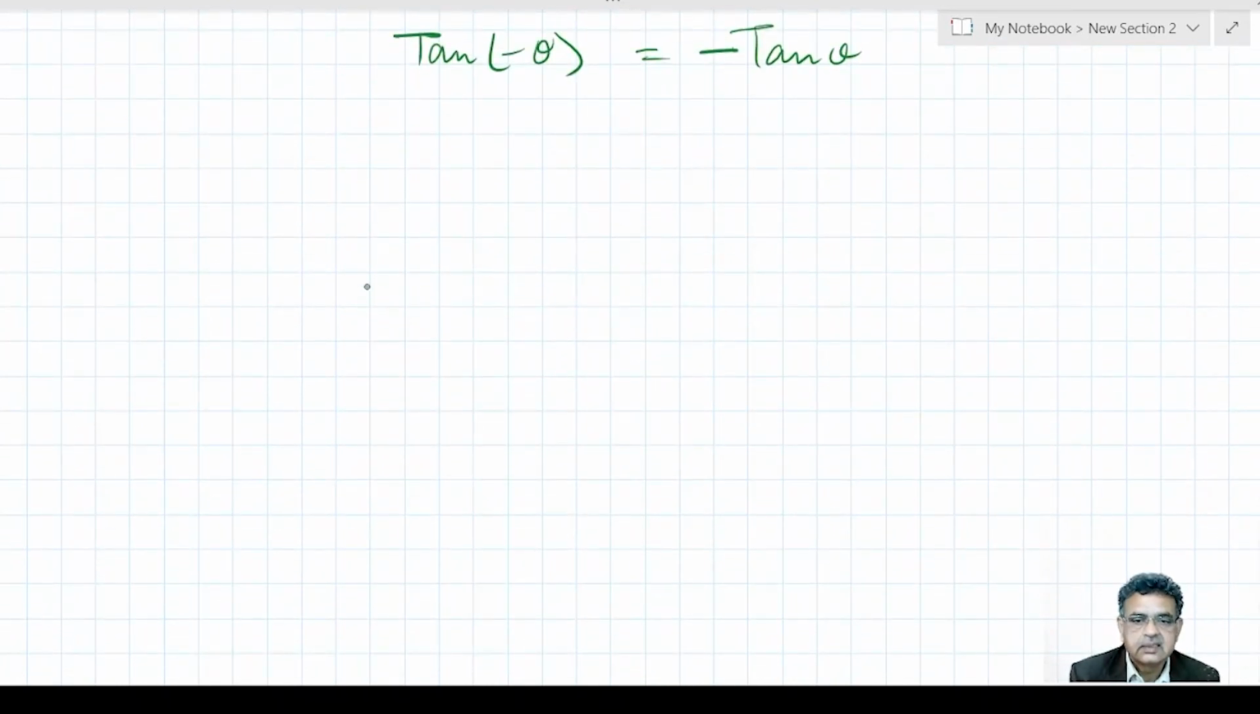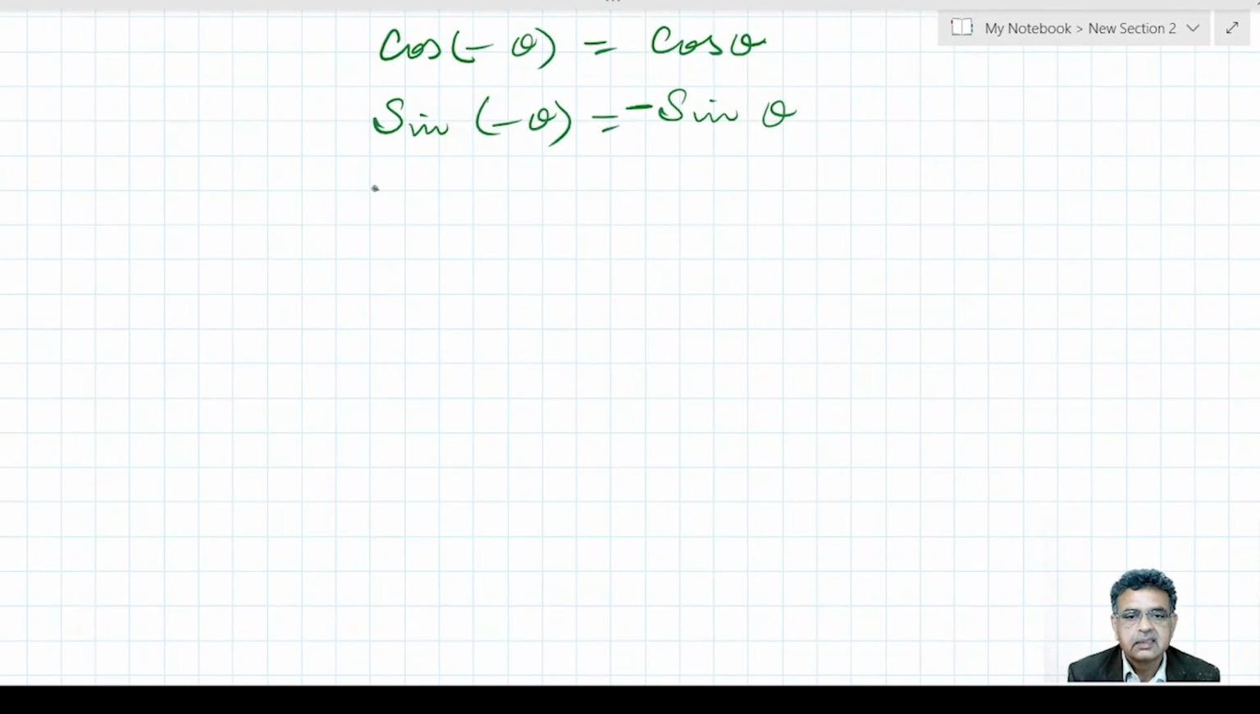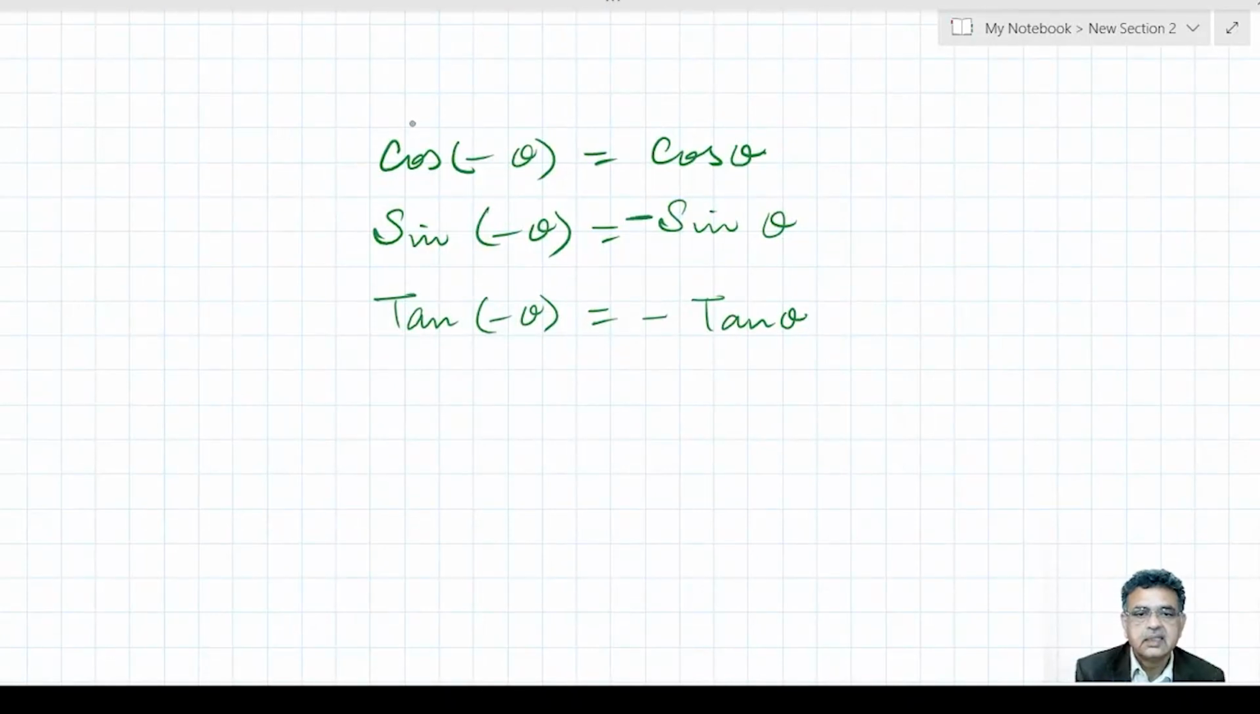So combining these three identities: cos minus theta remains cos theta, sine minus theta becomes negative sine theta, and tangent minus theta becomes minus tangent theta. So this is the identity.